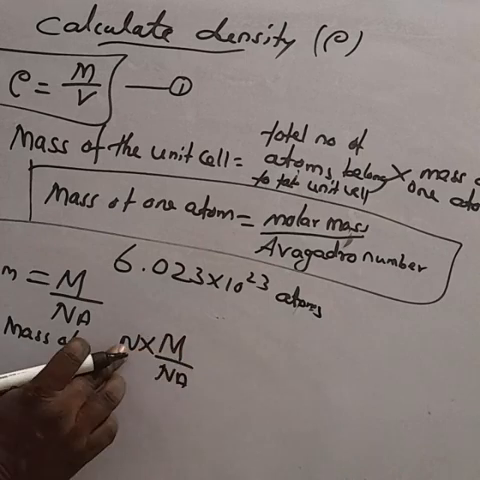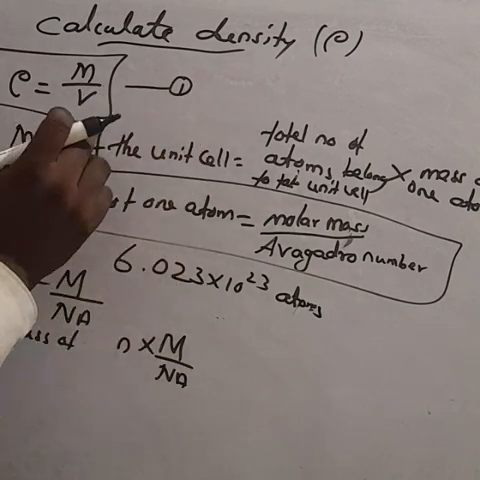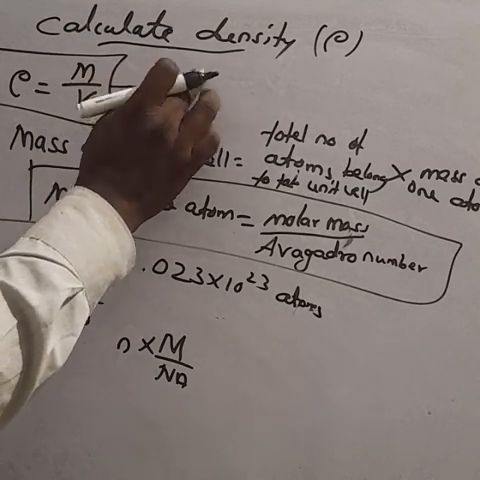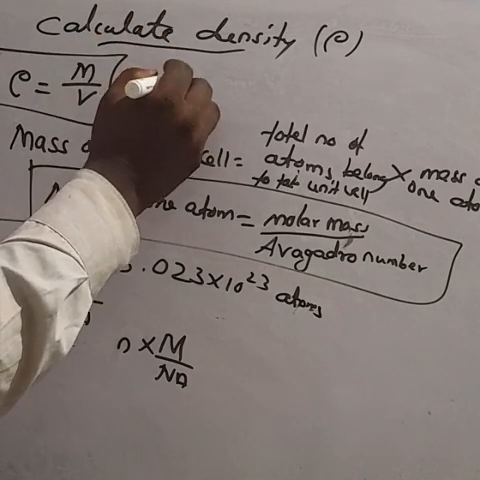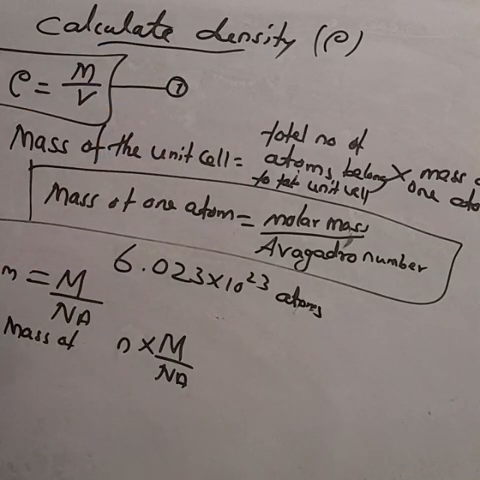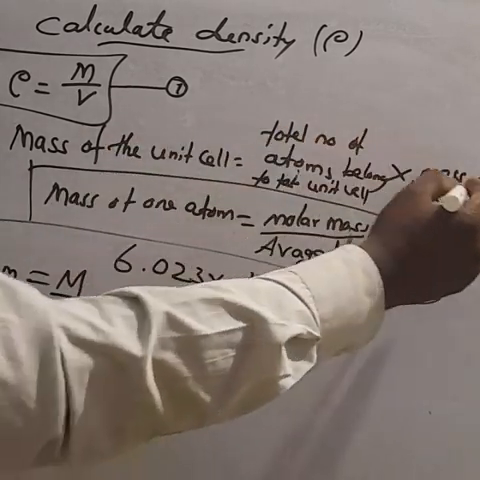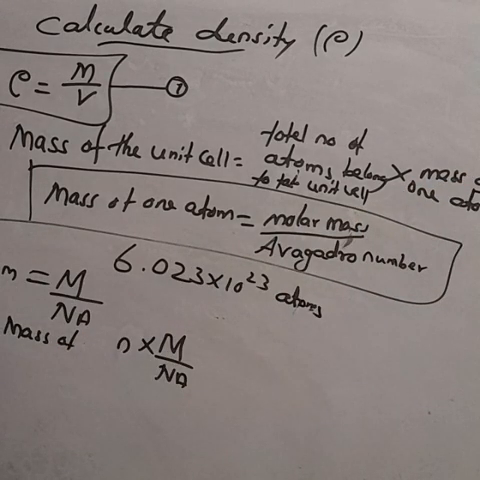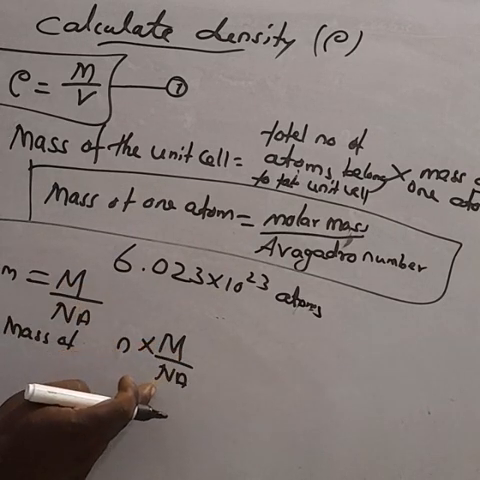Substituting, the density of the unit cell we can take as equation number 1. The mass of the unit cell we can take as equation 2. So we can write the mass of the unit cell is equal to N into capital M divided by Na.